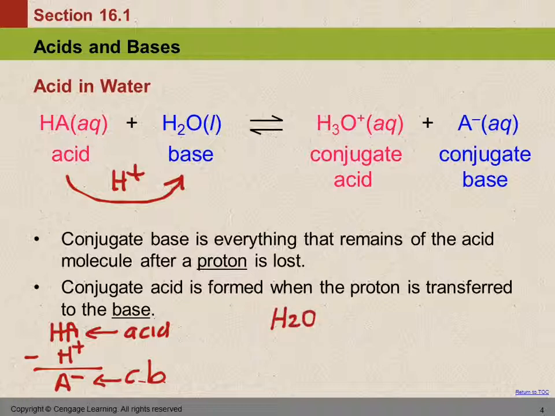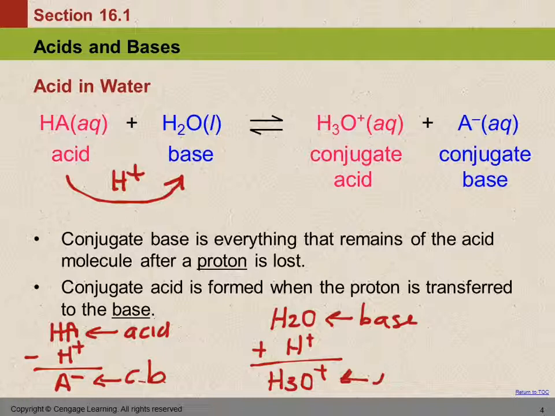Here's the base. The base accepts the hydrogen ion. We add that together, we end up with H3O plus. This is the base. Oops. This is the conjugate acid. It's a little bit like playing hot potato too. You hand the potato to someone and they're like, oh, this is hot, and they hand it back or they hand it to someone else. Any questions about that? Kind of a lot to absorb.